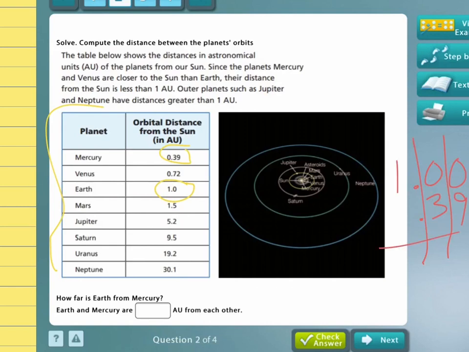So I've lined up the decimal points and I'm going to compare. I don't have enough hundredths, so I'm going to regroup that whole as 10 tenths, and then I'm going to regroup those 10 tenths as 9 tenths and 10 hundredths. 10 minus 9 is 1, 9 minus 3 is 6. I've got a decimal point. So the difference between Earth and Mercury is 61 hundredths AUs.